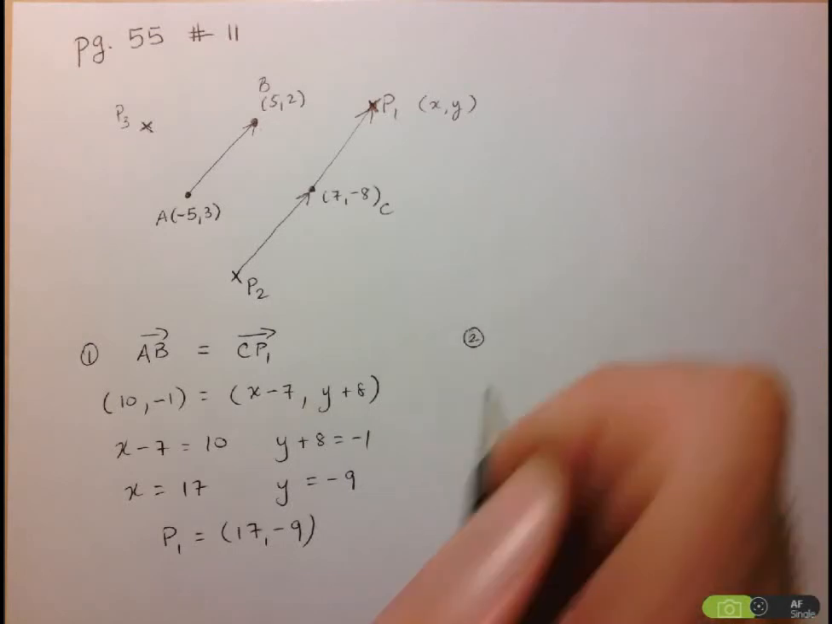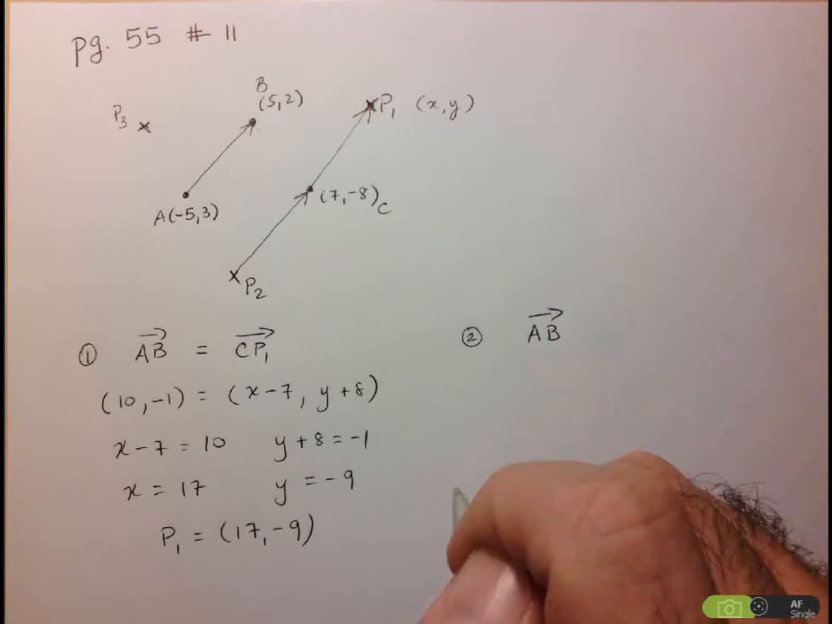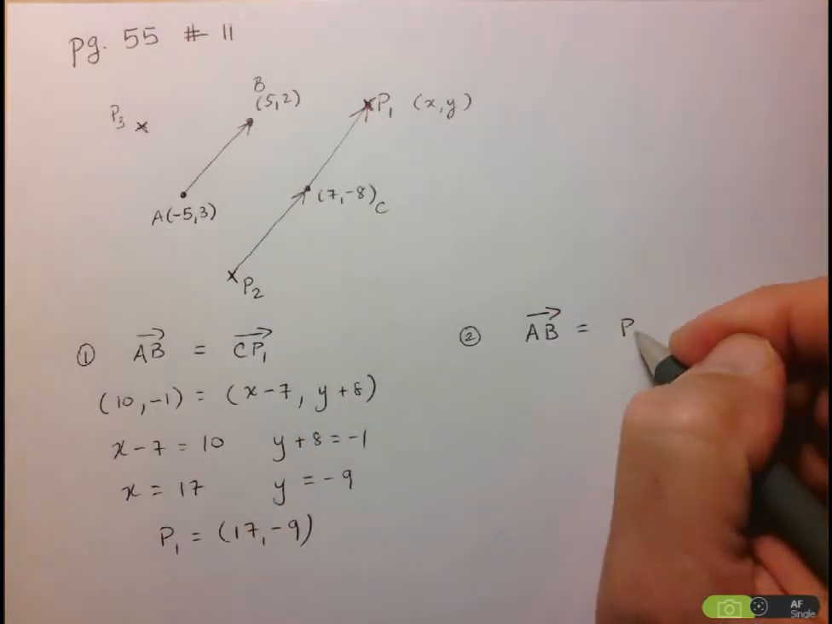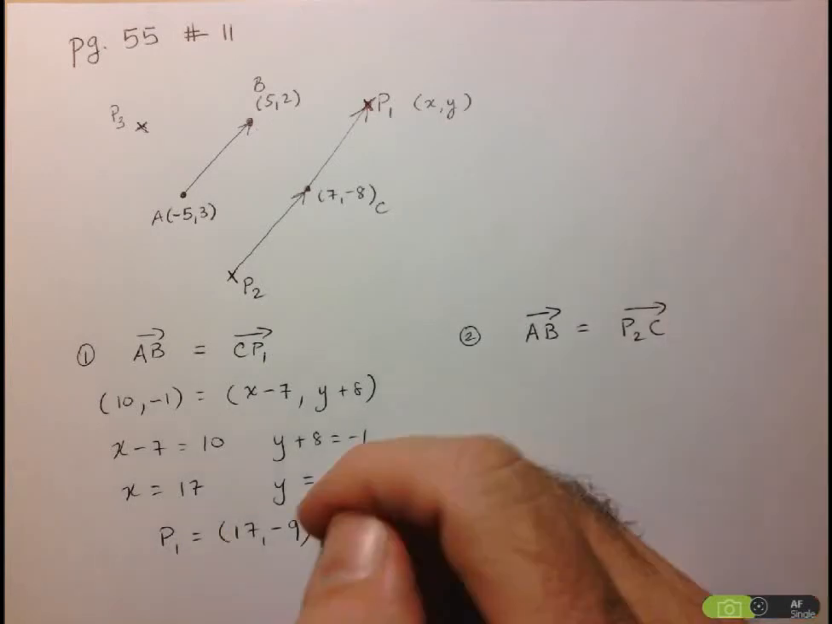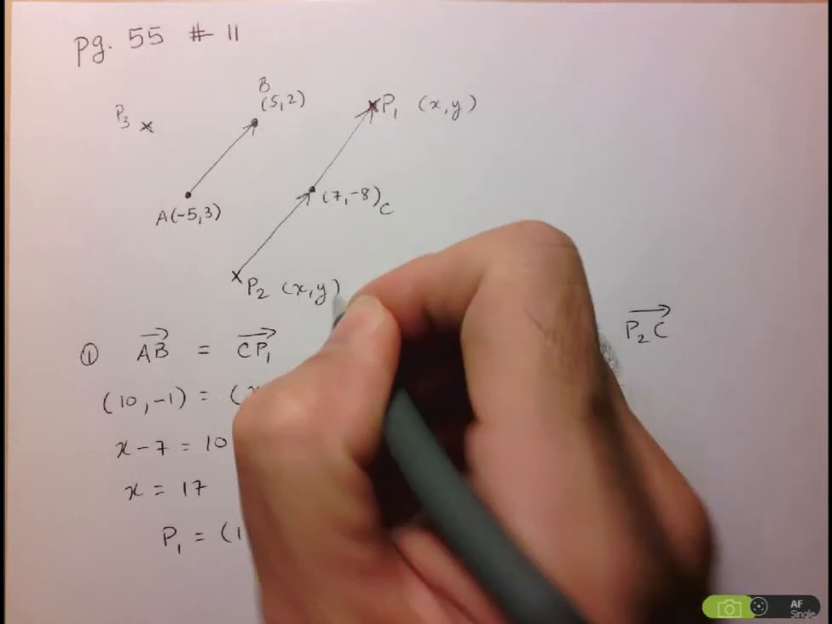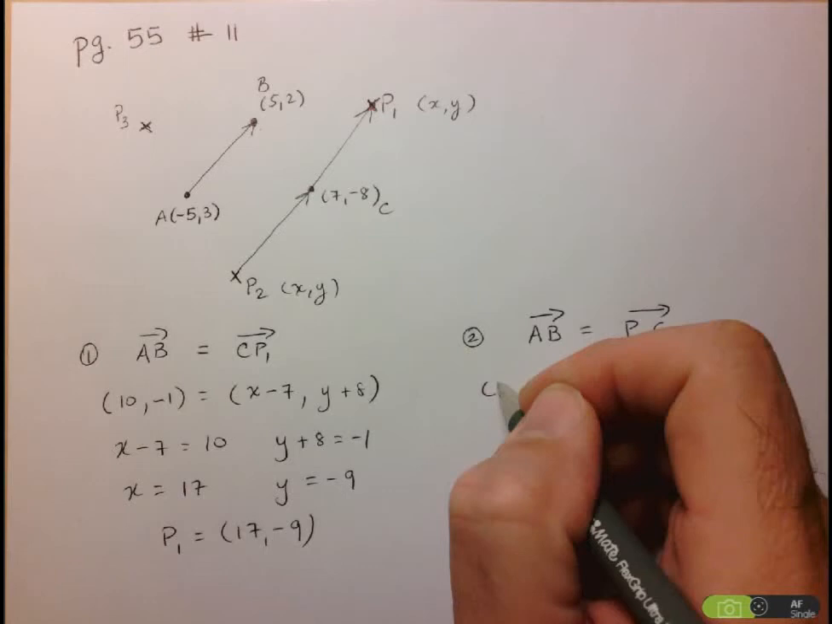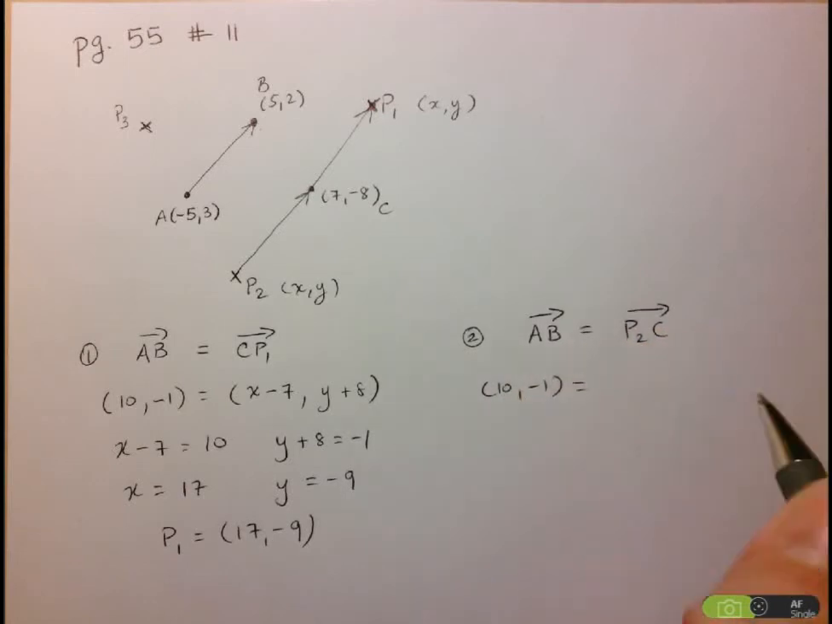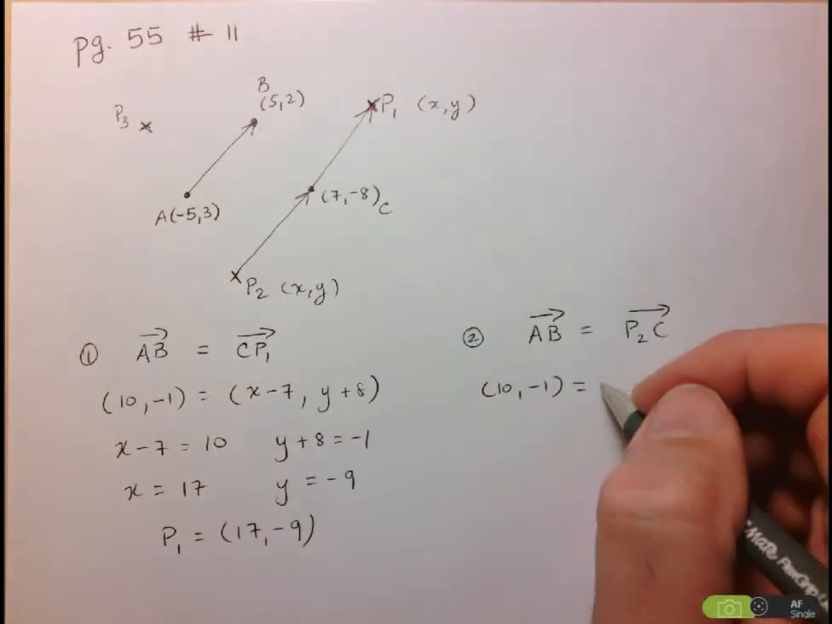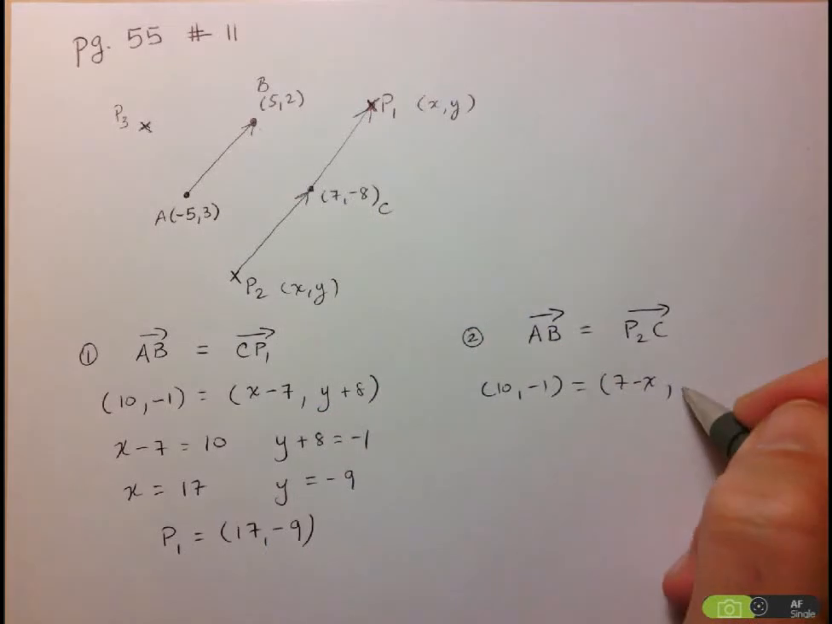So for the second point, I'm going to say that vector AB has to be equal to the vector P2 to C. Okay. Now, since I'm working with a completely different point that's not related to the previous one, I'll call this one again XY. So now, again, we already know the vector AB. It's 10, negative 1. And now the vector P2 to C, well, going second minus first, so here we have 7 minus x, and then here we have negative 8 minus y.